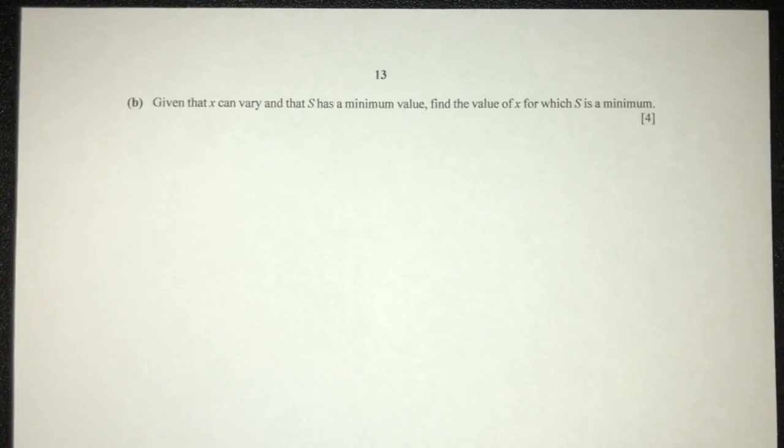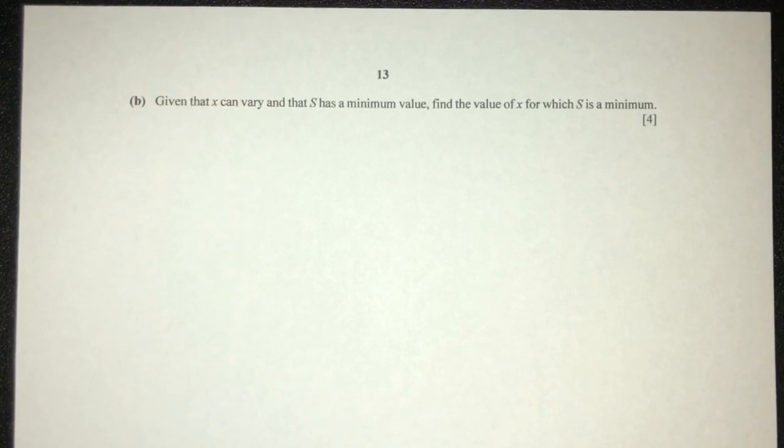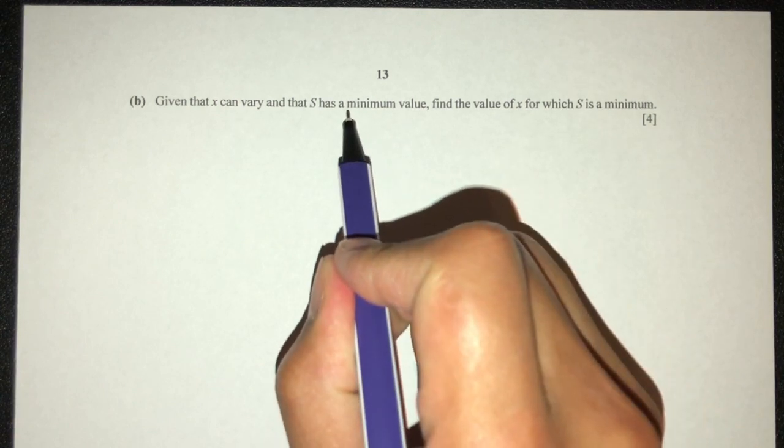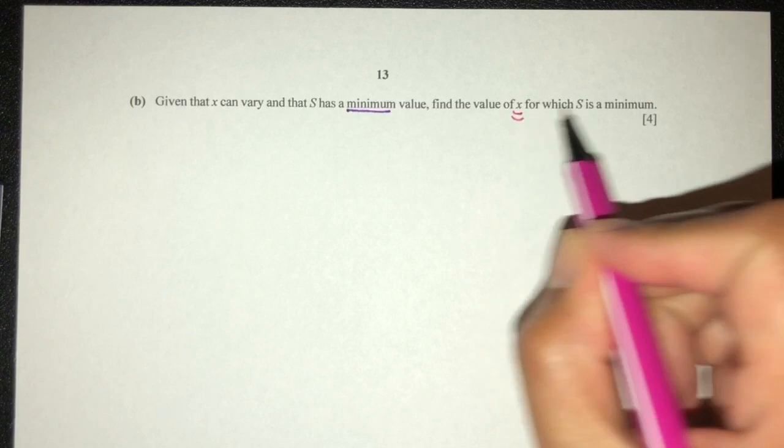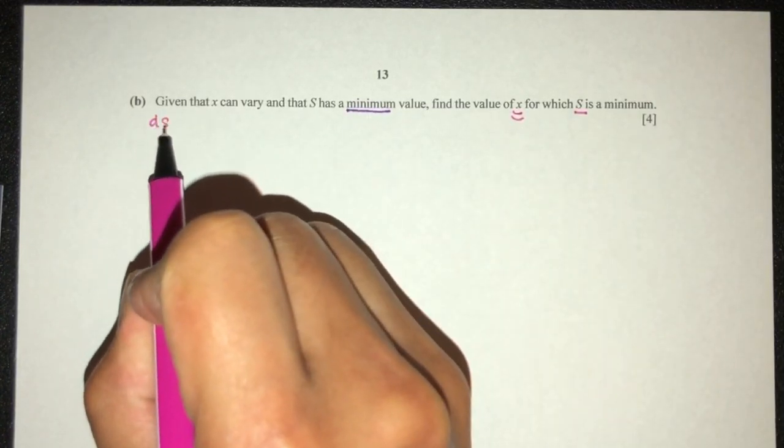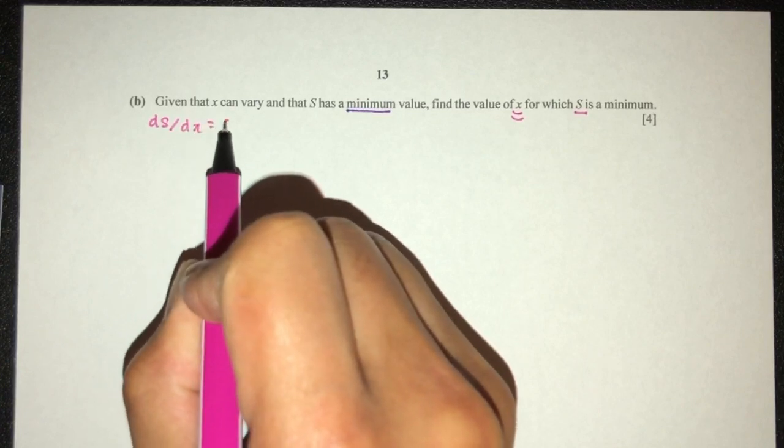Now let's move on to part B. Given x can vary and s has a minimum value, so we know the nature of the value already, we have to find the value of x for which s is minimum. So we know that when s is minimum, ds by dx has to be 0.